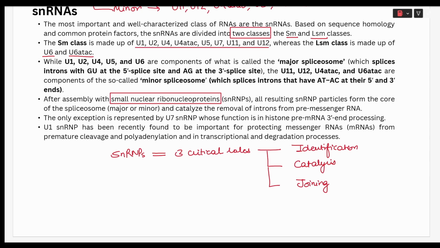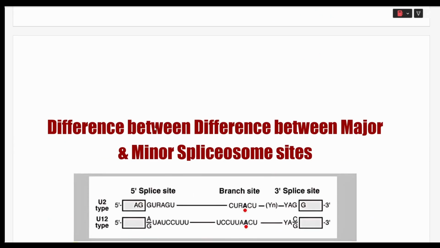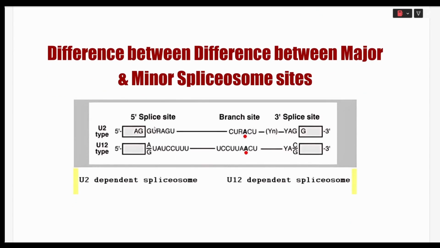And in order to execute all these functions, the snRNPs use different types of interactions. For example, they use RNA-RNA interaction, RNA-protein interaction, and protein-protein interactions as well. Okay, so here we have, as I have mentioned, the major and the minor spliceosome.